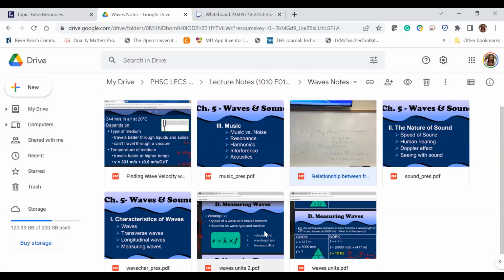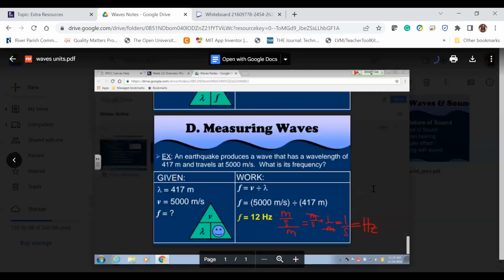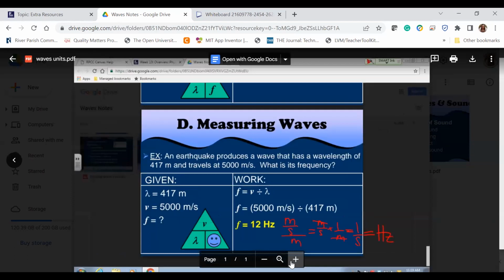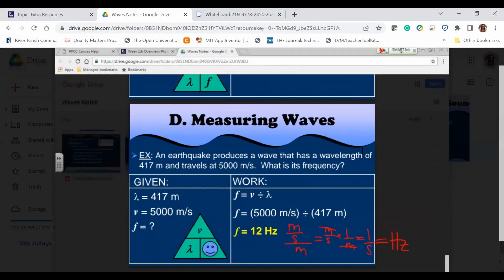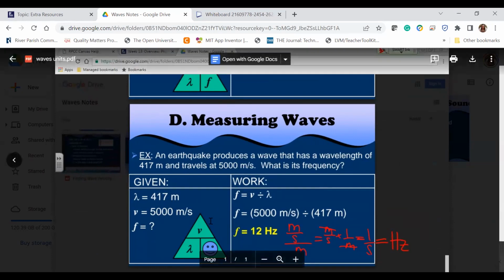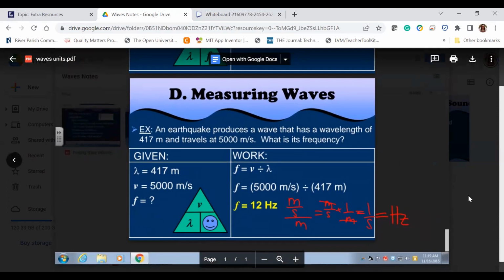And then here is an example of that formula being used. It says an earthquake produces a wave that has a wavelength of 417 meters and travels at a speed of 5,000 meters per second. And they want to know what's the frequency. So here we have our pyramid that deals with the relationship between speed, wavelength, and frequency. Well, we want to find the frequency, so we cover it up, and it tells us that we have to take our speed and divide by the wavelength. So that becomes 5,000 meters per second divided by 417 meters.